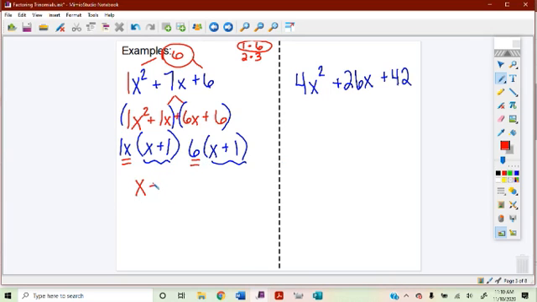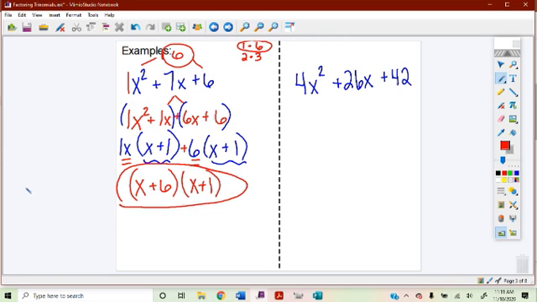So I end up with x plus 6, bring down the plus by the way, and x plus 1. It'd be fine if you wrote x plus 1 and then x plus 6. If you wanted to check and make sure this was right, you could multiply it back out using the box, and you would get back to this exact same answer up here at the top.